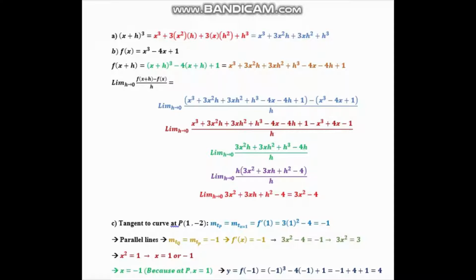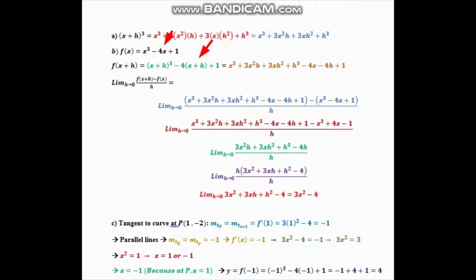So since f of x equals x cubed minus 4x plus 1, f of x plus h, which is the first term in my formula, shall equal the same exact function right there, but instead of each x we shall insert an x plus h. So instead of this x cubed we shall insert x plus h all cubed, and instead of the 4x we shall get 4 times x plus h.